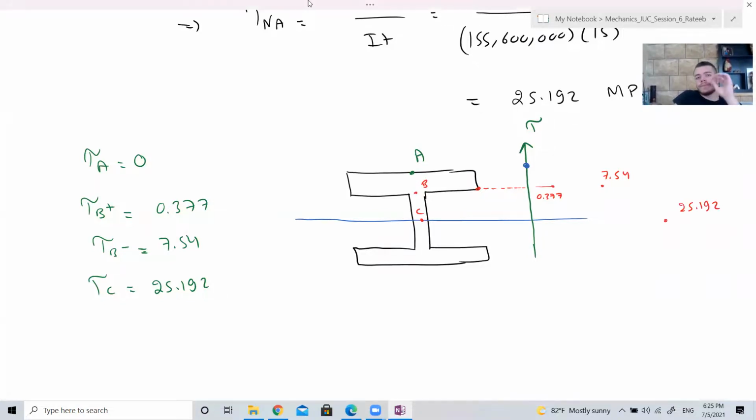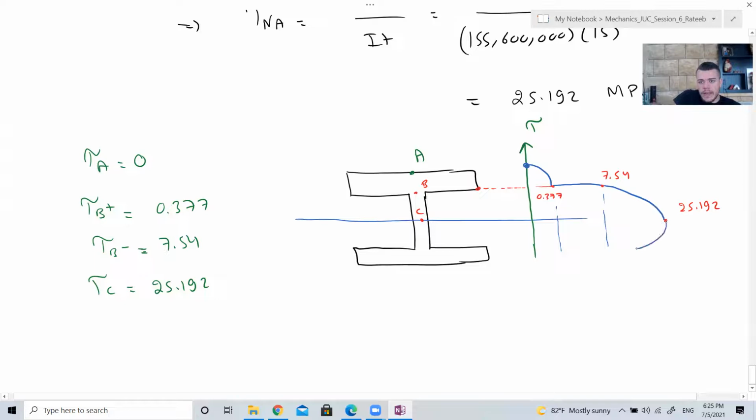25.192. To join these, you always join them in a parabolic way. Like this, then it's going to be straight, then it's going to be like this. And since the system is symmetric, you're going to have the same shape from the other side.